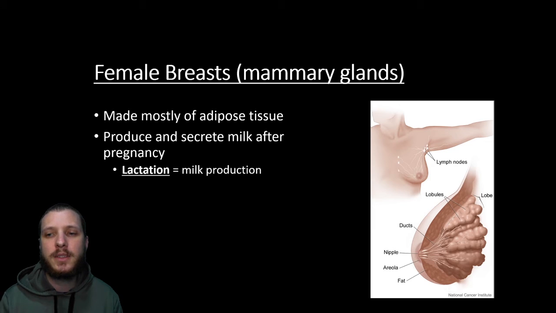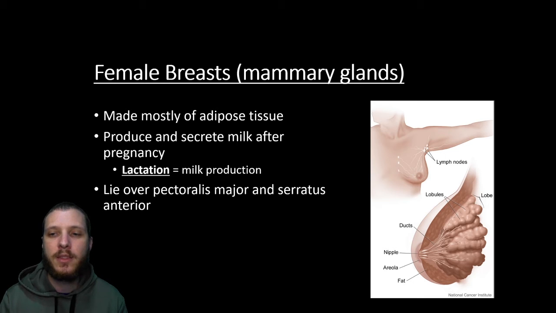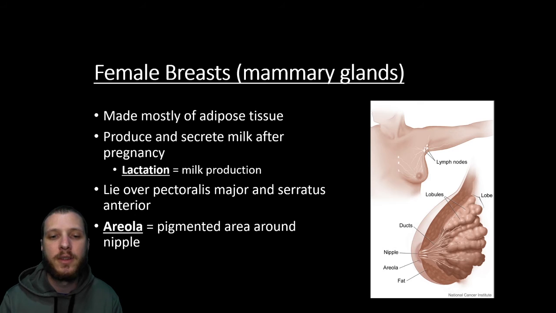Looking at the female breast, also known as the mammary glands, again, mostly made of adipose tissue, but their job is going to be to produce milk and secrete milk after pregnancy. So again, the production of milk is going to be called lactation. And they're going to lie superficial to the muscles that are underneath. So that's going to be pectoralis major as well as serratus anterior.